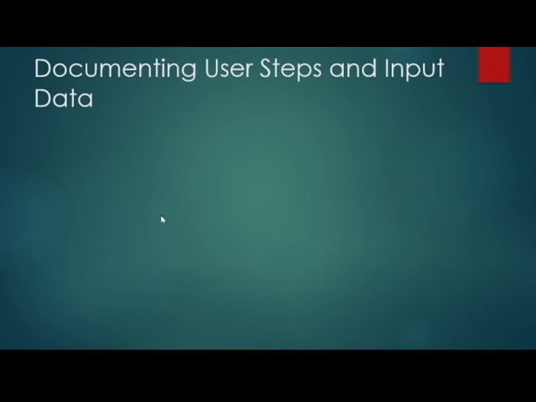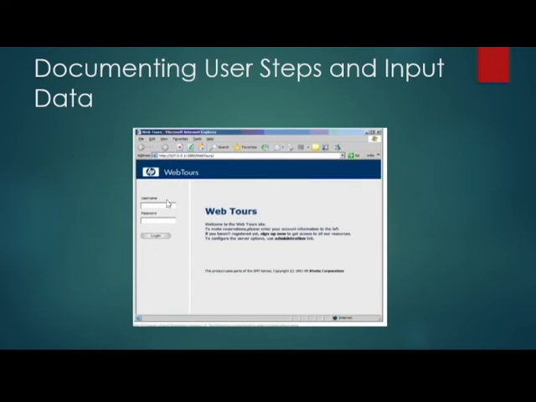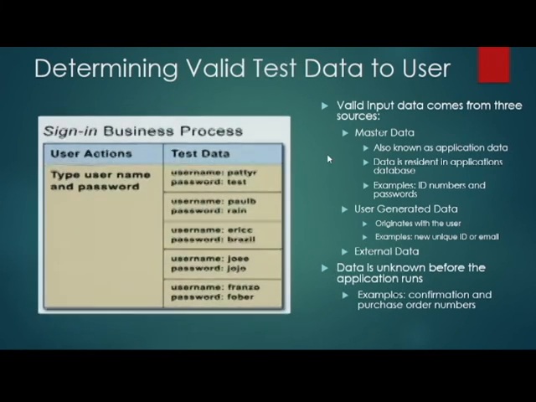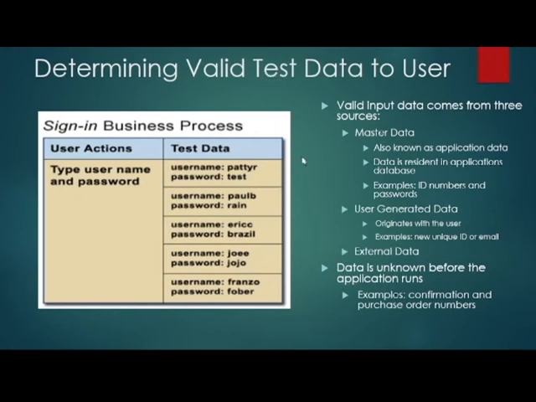Documenting user steps and input data. Okay, this is the login page. Determining valid test data to use. Valid input data comes from three sources. Master data, also known as application data. Data is resident in the application database. Examples: ID numbers and passwords.